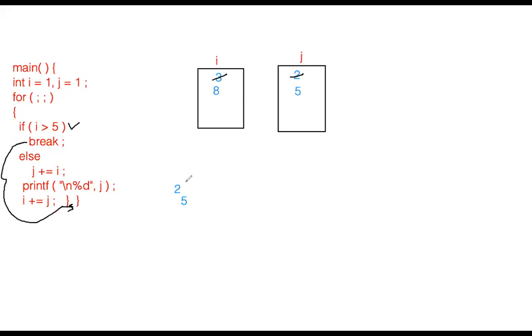Okay, so what is your output? 2, 5. Output is 2, 5. Okay, sir. Yes.